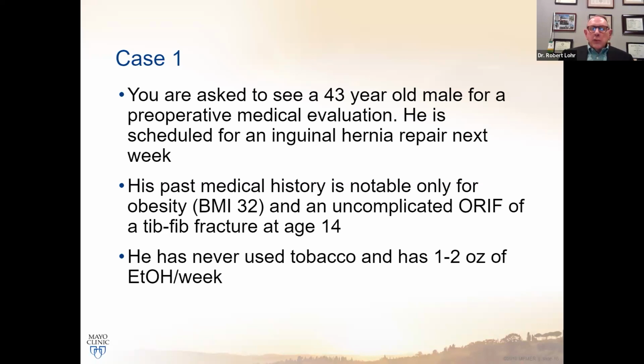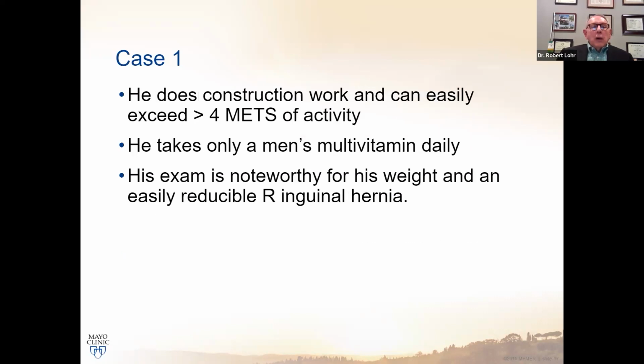His past history is notable only for obesity and an uncomplicated leg fracture, open reduction internal fixation of a fibula fracture when he was a teenager. Never used tobacco, very little alcohol. He does construction work, so he can easily do 4 METs of activity. And this is the functional capacity threshold that you need to assess.